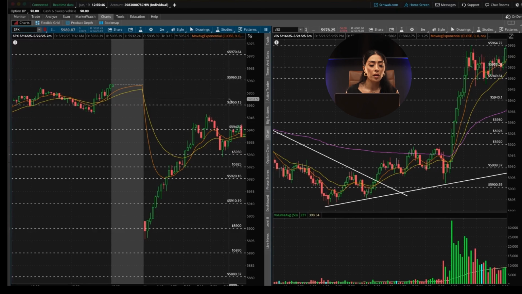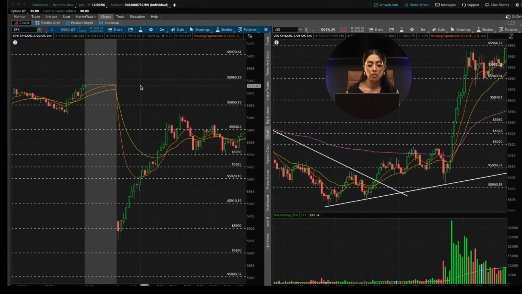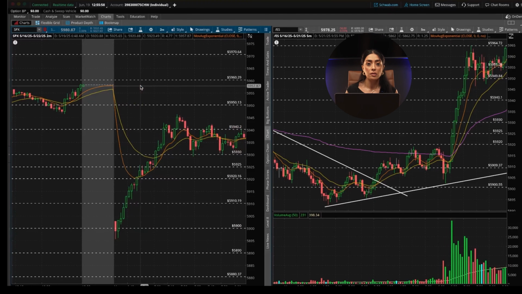I had my final target before the end of the gap fill because 59.50, any 50 to 100 point increments, is usually a psychological level on SPX, which means that usually people take profit around that level. So I was comfortable keeping 59.50 as my final profit target on SPX if I were to get the entire gap fill.